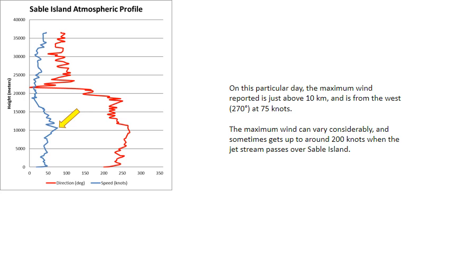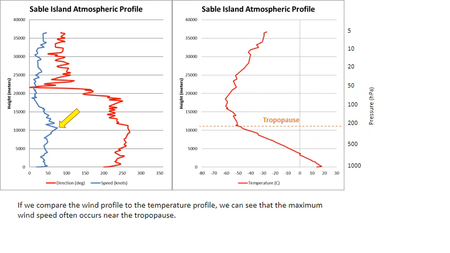On this particular day, the maximum wind reported is just above 10 kilometers and is from the west, or 270 degrees, at 75 knots. The maximum wind can vary considerably and sometimes gets up to around 200 knots when the jet stream passes over Sable Island. If we compare the wind profile to the temperature profile, we can see that the maximum wind speed often occurs near the tropopause.